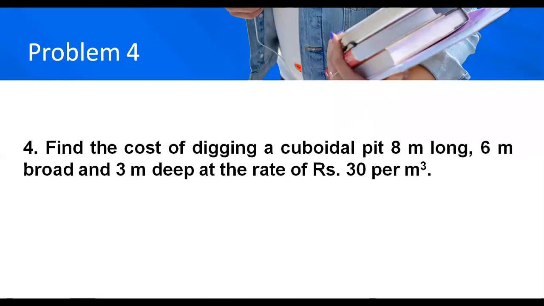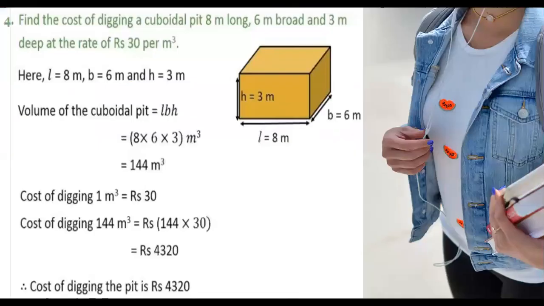Coming to the fourth problem, we need to find the cost of digging a cuboidal pit 8 meters long, 6 meters broad and 3 meters deep at the rate of rupees 30 per meter cube. So here we are given a cuboid pit which is 8 meters long, 6 meters broad and 3 meters deep. It means we are given length, breadth and height. Now we need to find the cost of digging at a rate of 30 per meter cube.